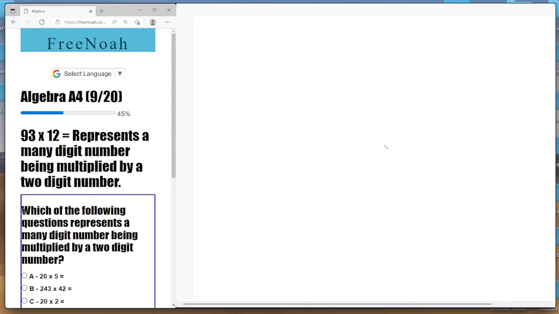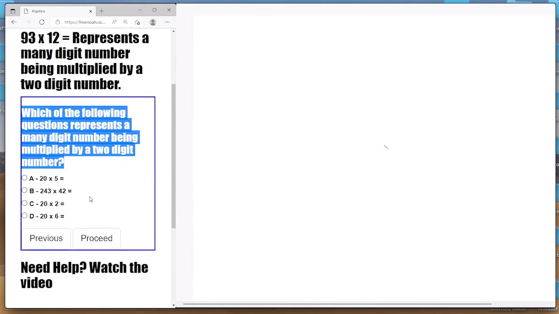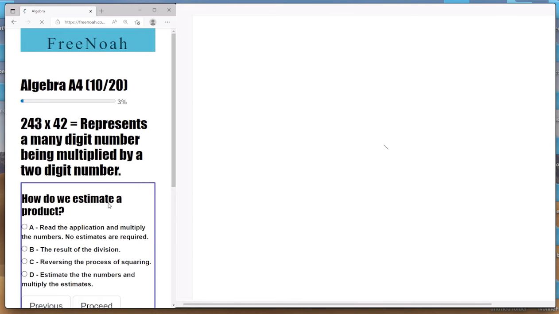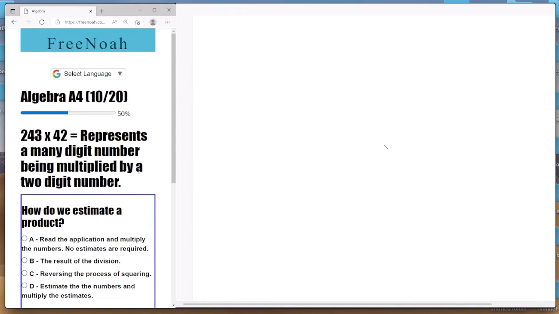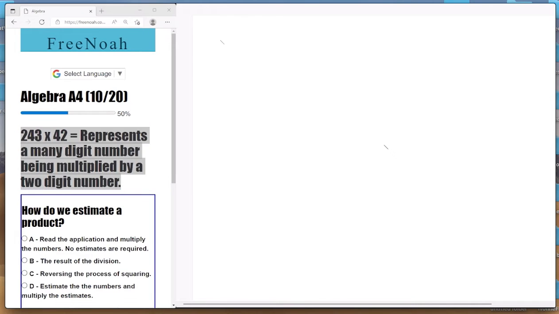Let's continue here with our introduction to multiplication. So, which of the following questions represents a many-digit number being multiplied by a two-digit number? When I first started this course, I was teaching you about place values, and understanding place value is kind of essential when understanding multiplication, because you have to maintain some form of organization, and you have to implement zeros in certain place values during these calculations by many-digit numbers, right?